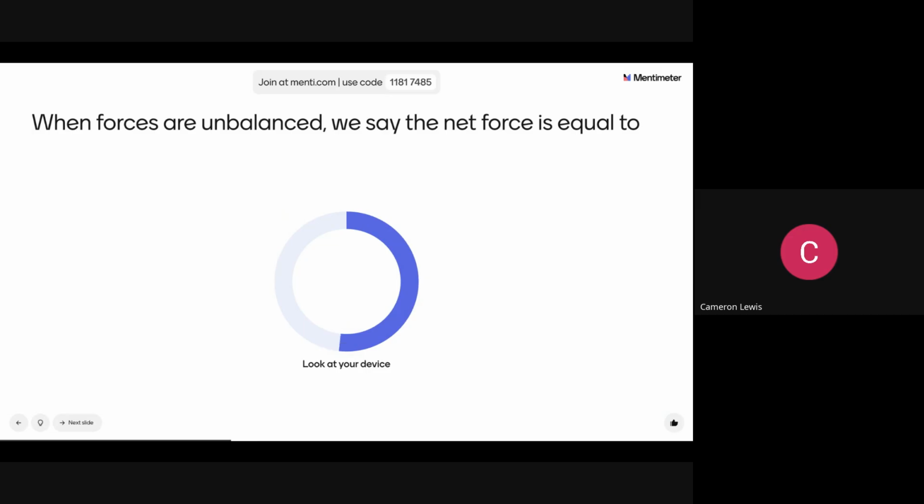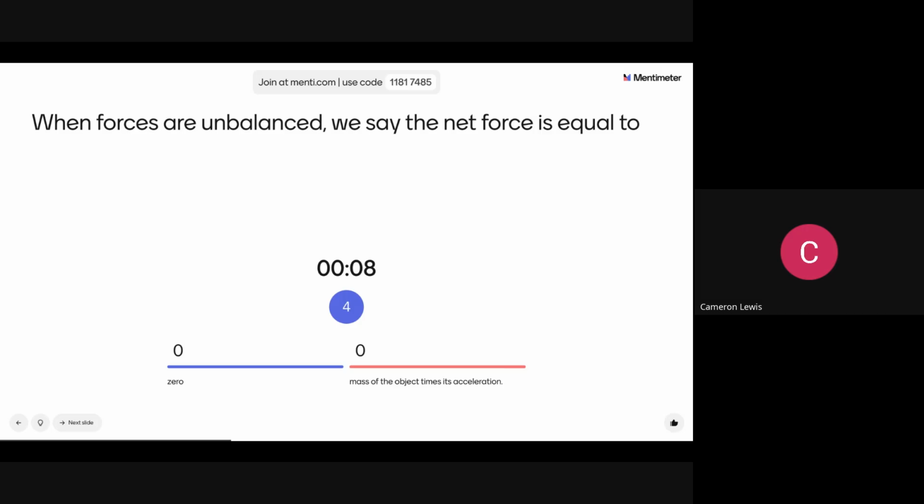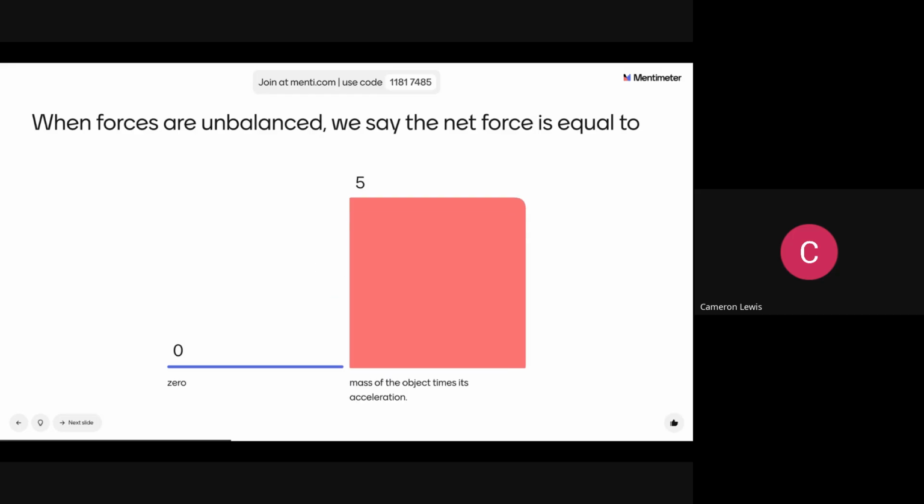When the forces are unbalanced, we say the net force is equal to 0 or the mass of the object times acceleration. Good, mass of the object times acceleration. So when the forces are balanced, the net force is equal to 0, but that's the state of equilibrium. When the forces are unbalanced, we cause acceleration. So now we can say that the net force is equal to the mass of the object times acceleration.